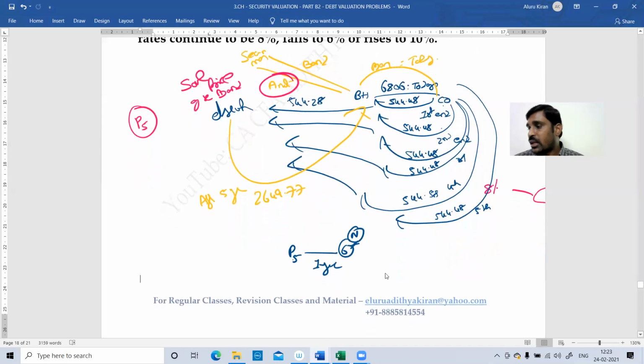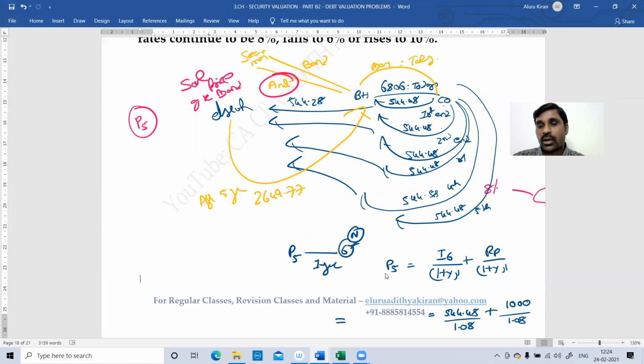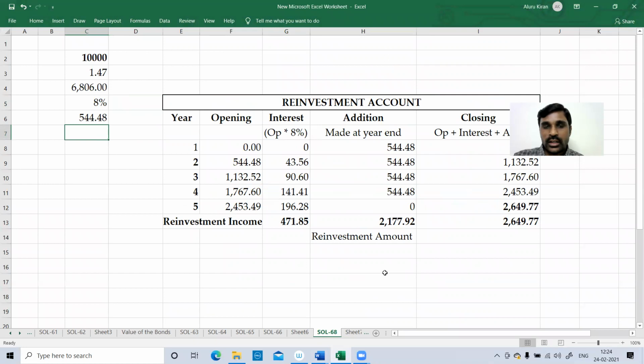So P5 is equal to what? Interest at the rate of 6% divided by 1 plus 5% to the power of 1. It is the 6th year interest, not 6 years of interest, plus the redemption price divided by 1 plus 5% to the power of 1. Every year the interest is the same, 544.48, divided by the yield factor 1.08, plus redemption price 1000 divided by 1.08. So how much will we get? 1544.